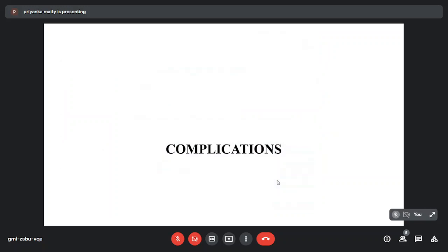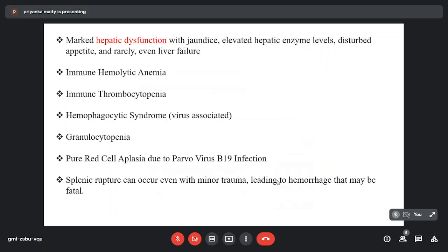Complications of infectious mononucleosis. There can be marked hepatic dysfunction with jaundice, elevated hepatic enzyme levels, disturbed appetite, and rarely even liver failure. Immune hemolytic anemia. There can be immune thrombocytopenia, hemophagocytic syndrome, granulocytopenia, pure red cell aplasia due to parvovirus B19 infection. Splenic rupture can occur even with minor trauma, leading to hemorrhage that may be fatal.